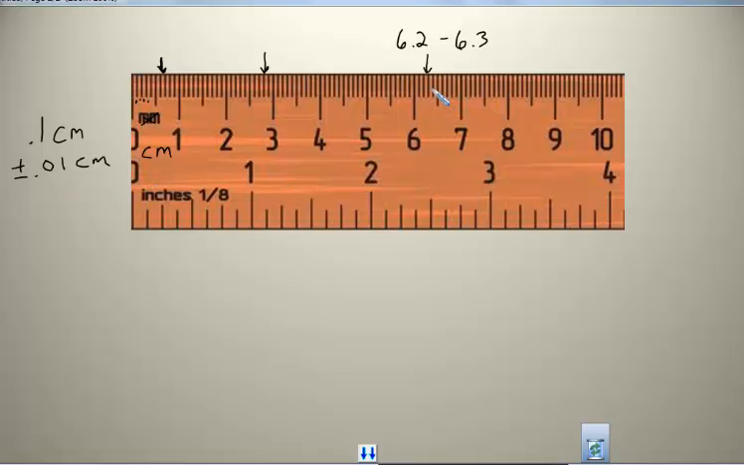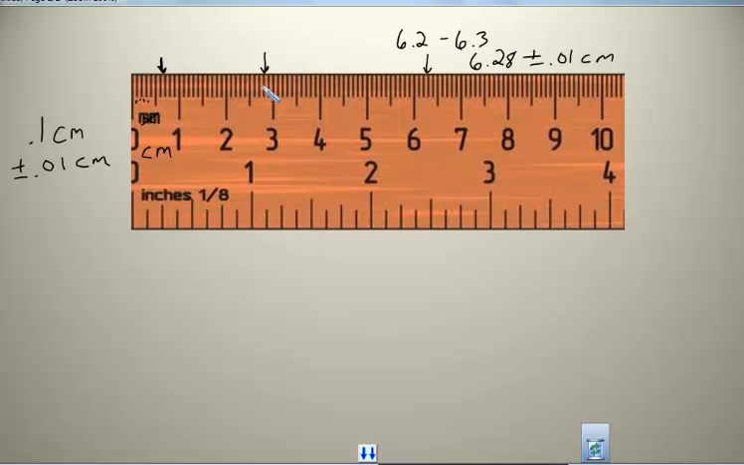If I look at that, I think it's closer to the 6.3 than the 6.2, and if I had to estimate that, I would say it's 6.28 approximately. It's closer to the 6.3, plus or minus 0.01 centimeters. And that's how we're going to report any measurements that we take with a ruler or graduated cylinder. We're going to look at what we're using, and then plus or minus a certain amount.